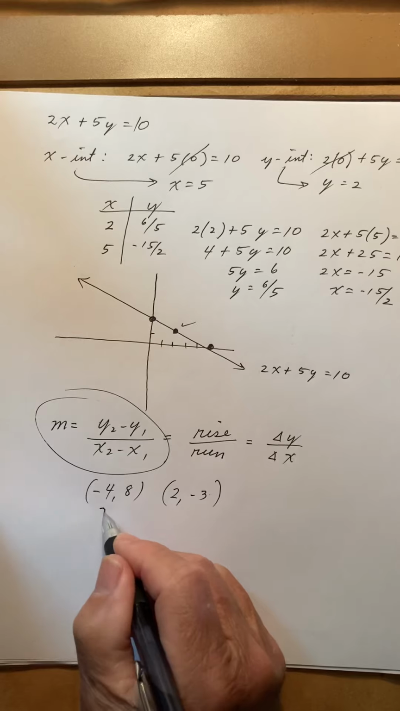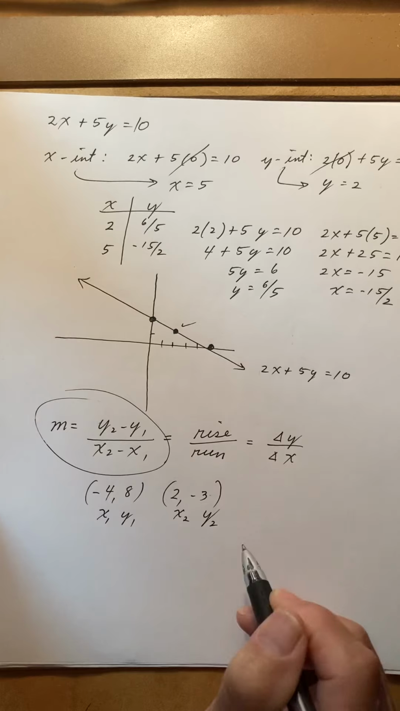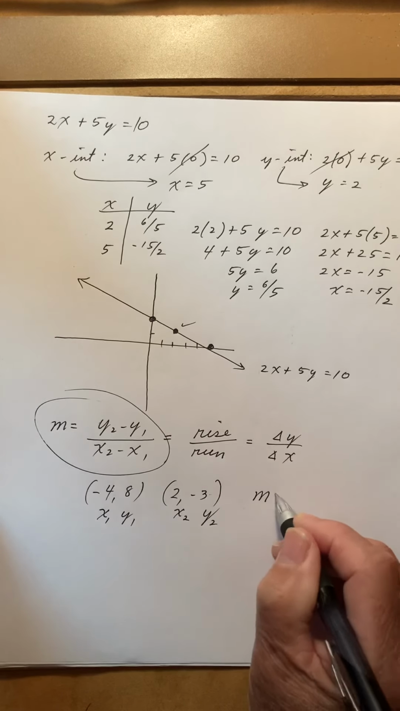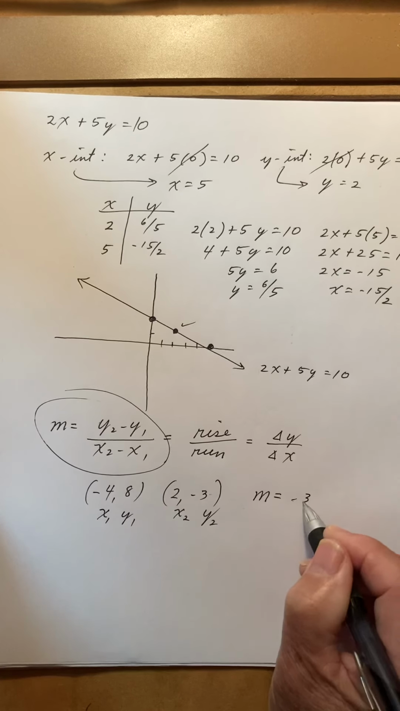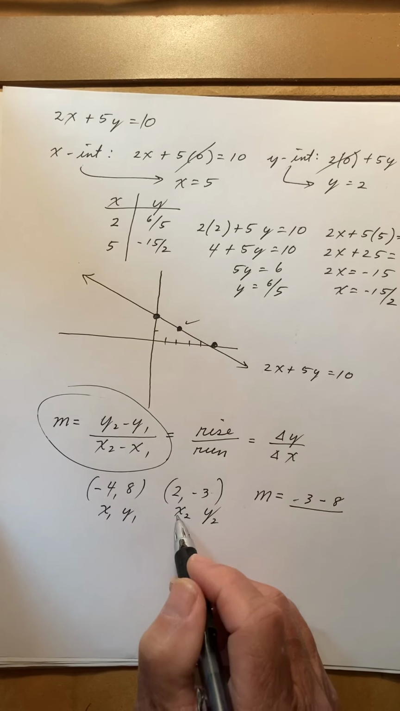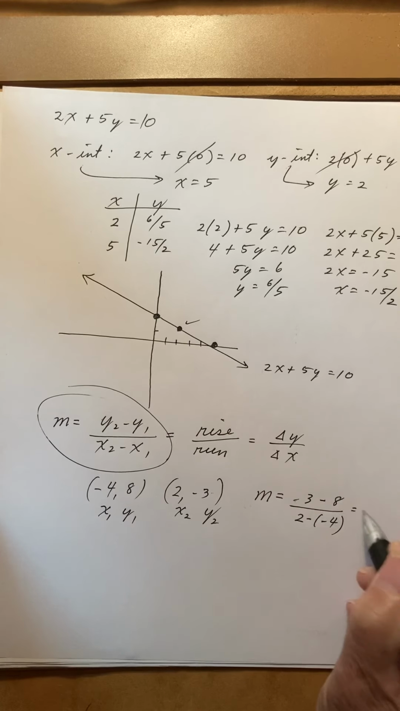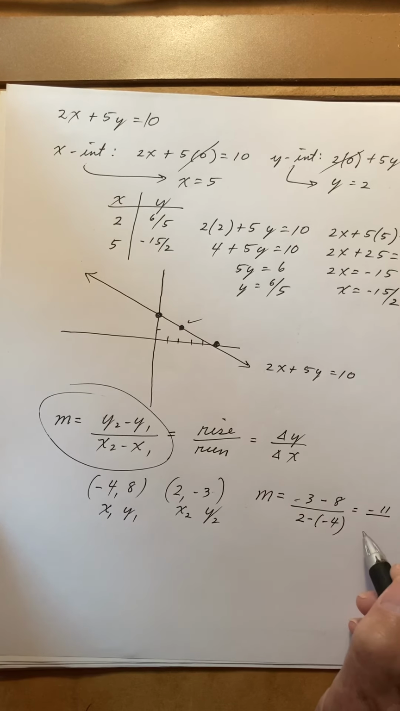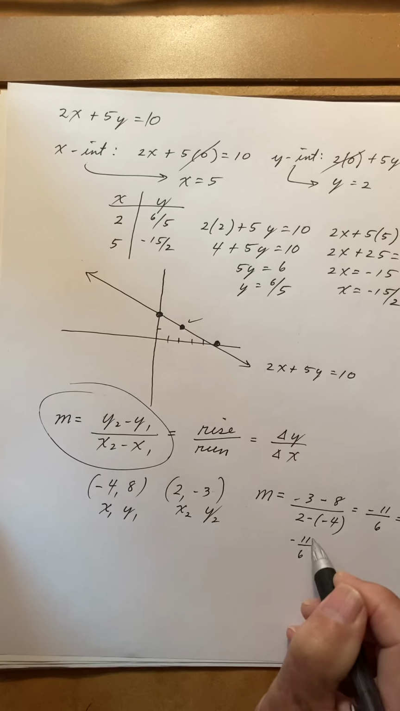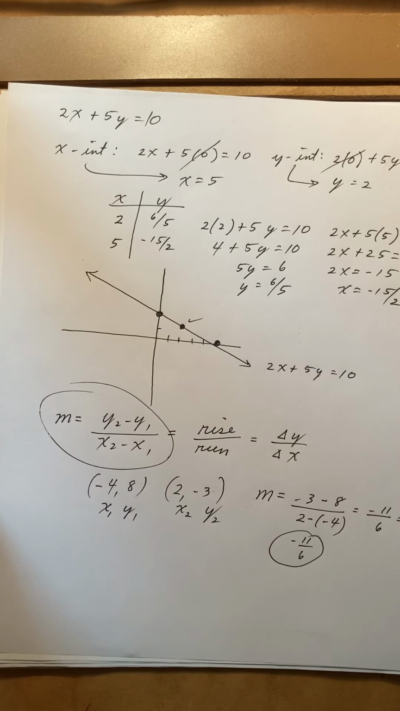I'll first label this one x1, y1, and this one x2, y2, and it makes no difference which one you label which way. But the slope then would be y2, negative 3, minus y1, which is 8, over x2, which is 2, minus a negative 4, so that becomes negative 11 over 6. So there's the slope of the line that connects these 2 points.